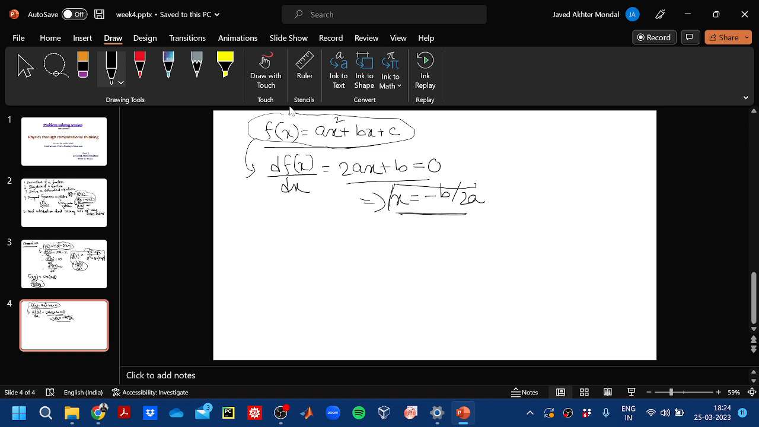For that we have to check the second order derivative of the function. If it is less than 0, and suppose this is x naught, then this x naught is a maxima point, and if this is greater than 0, then this x naught is a minima point.